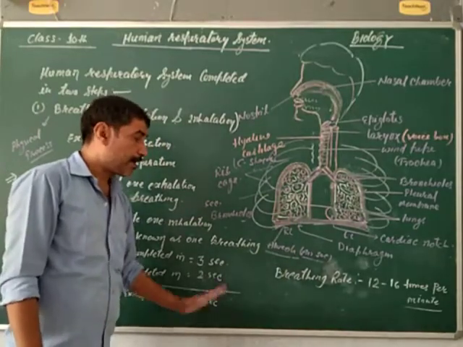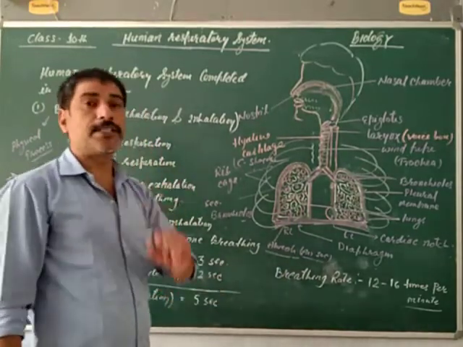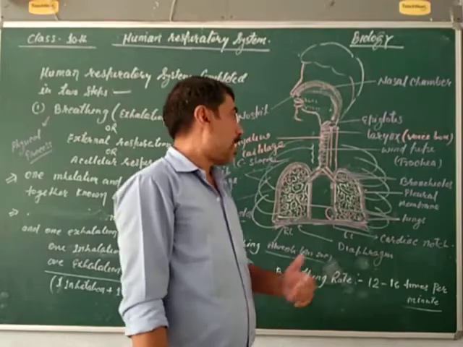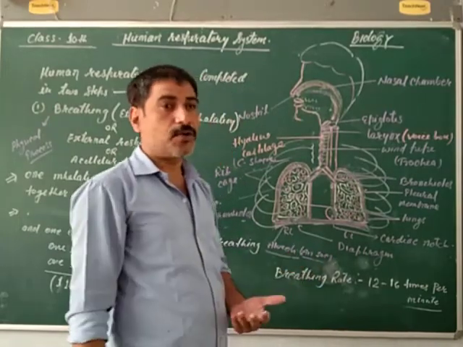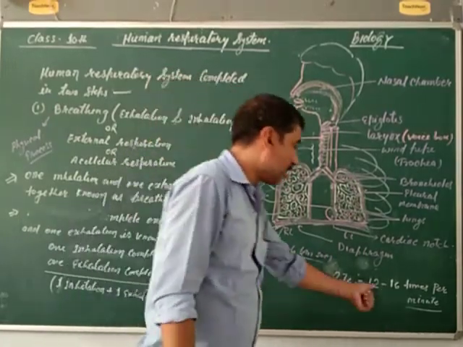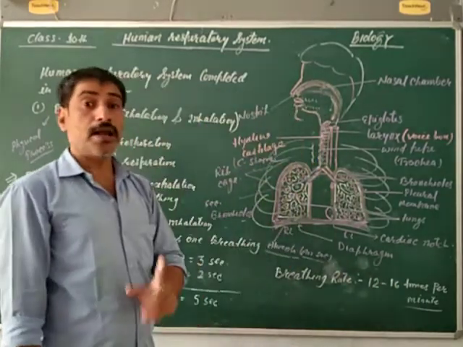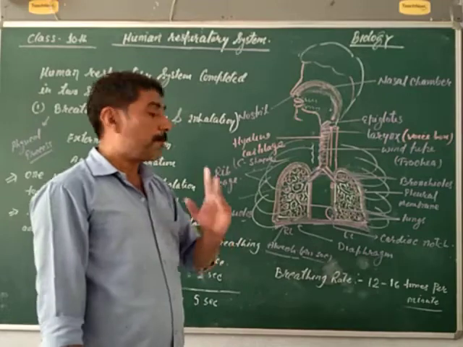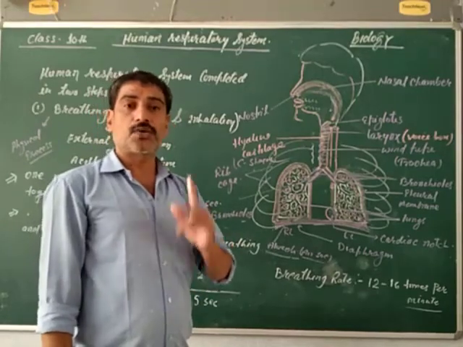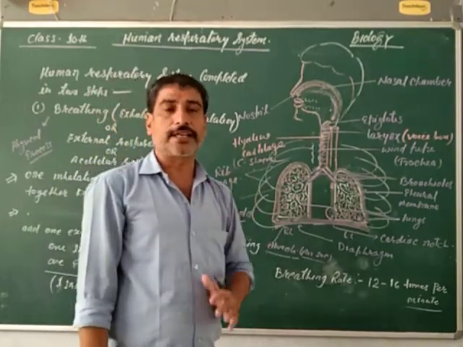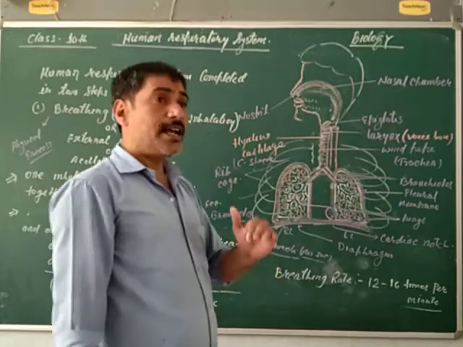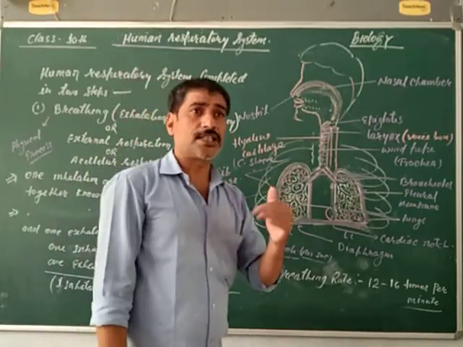Now 5 seconds में अगर एक बार breathing होते हैं तो आप 60 seconds में कितनी बार होंगे? आपके पास approx 12 to 16 times per minute. एक मिनट में नॉर्मल पर्सन जो होते हैं वह 12 से 16 बार सांस को लेते और छोड़ते हैं. यह vary करते हैं from person to person.